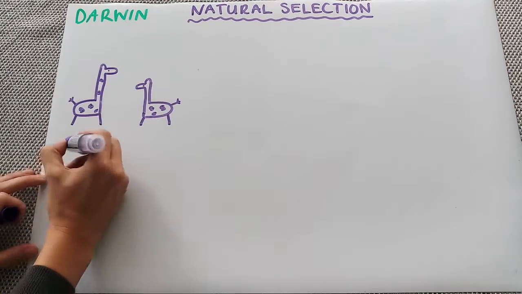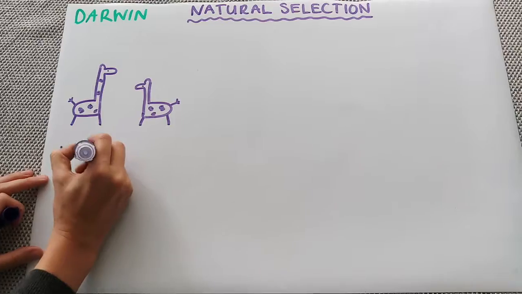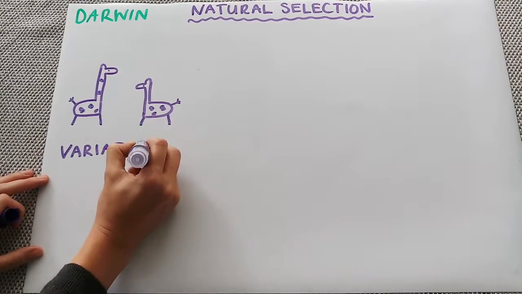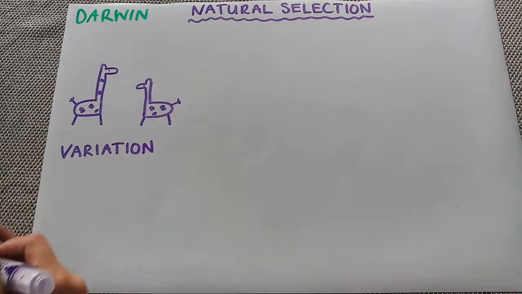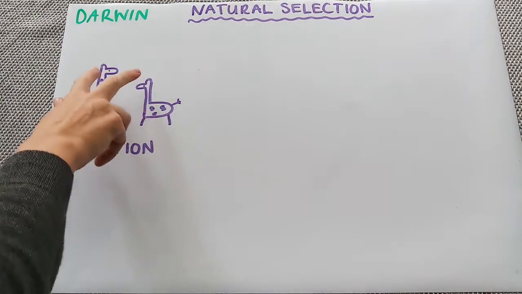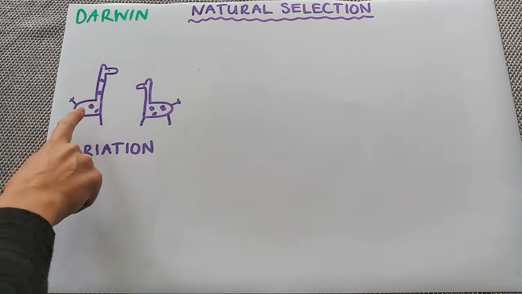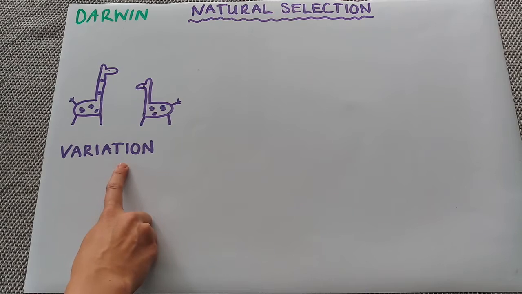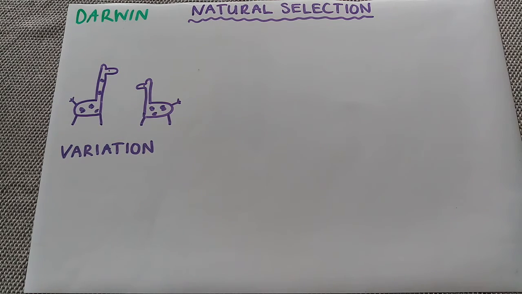Okay, so here we have got variation in this population of giraffes. So please note with this, these are both adult giraffes, but the variation they have is just the length of their neck. This one here has a long neck, this one here has a short neck, and so therefore the variation we're looking at with this is just the length of their necks.